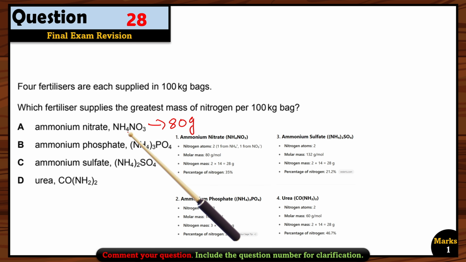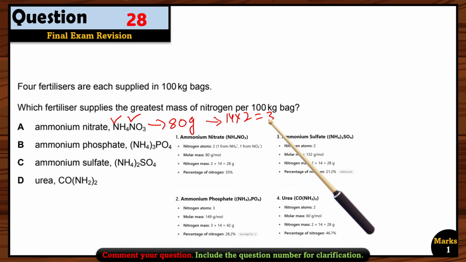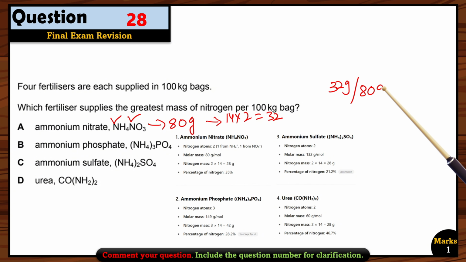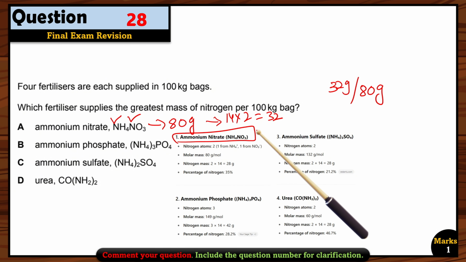That is 80 gram, right? And in 80 gram, how many nitrogen we have? Two nitrogen atoms. Two nitrogen means 14 into 2. That is 28, right? So we have 28 gram per 80 gram in ammonium nitrate, right? Now let's see for ammonium phosphate. For ammonium phosphate, if you see the molar mass is 149 gram.